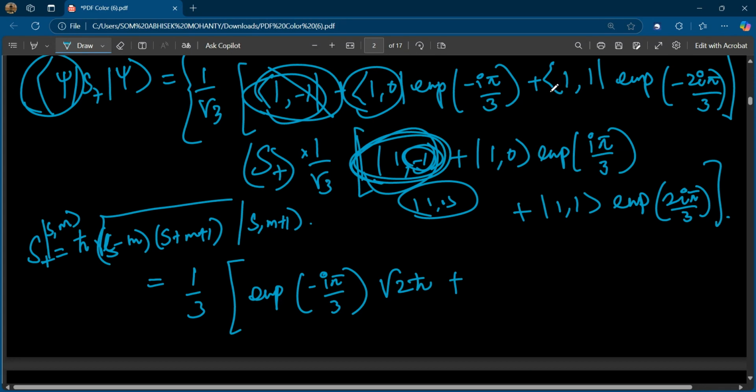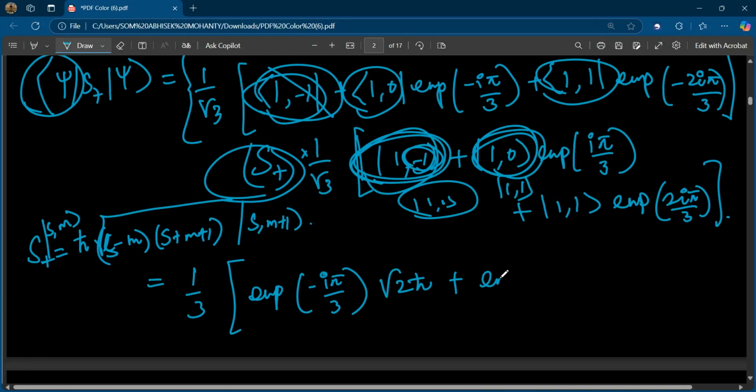Right. Okay, this one now, 1 1. We are acting S plus, so it will act with this one, because 1 0 will give me 1 1 if acted on by S plus. So 1 1 with exponential minus 2 pi i by 3, i pi by 3, so minus i pi by 3, right? So exponential minus i pi by 3, and what will be the eigenvalue again? Root 2 ħ. It will always be root 2. So this is it.